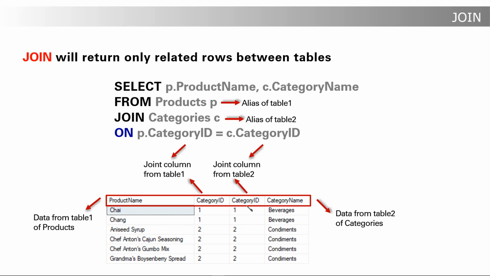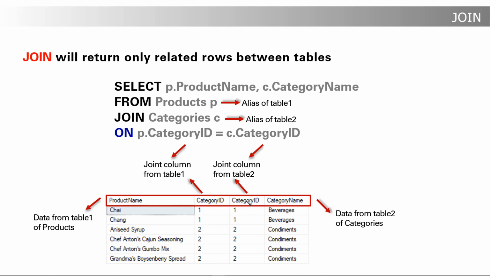And if we see the result, we have the product name, the column from P, that is the products table. We have the category name, that is the column from C, which is the new name of the categories table, and the column that combined between them is category ID. So we see the category ID from the P table and the category ID from the C table. We have 1 and 1 in these two tables, so we can combine between them.